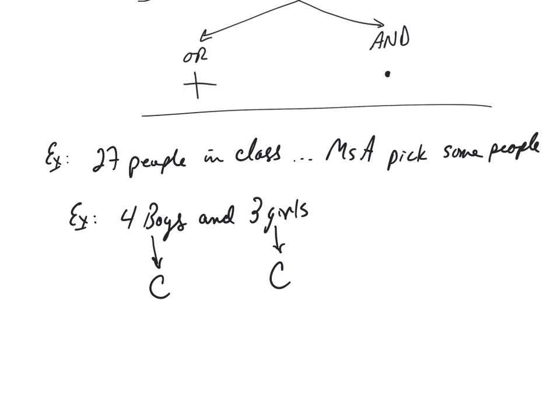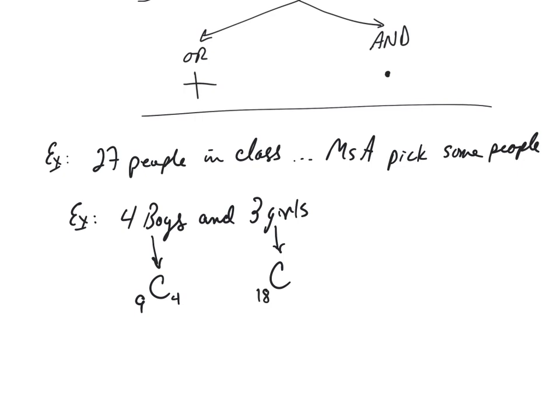So 1, 2, 3, 4, 5, 6, 7, 8, 9. So there's 9 total boys, and Miss Anderson's going to select 4. Now, if there's 9 boys, that means there's going to be 18 girls, and that's a little messy, so let me write that a little nicer.